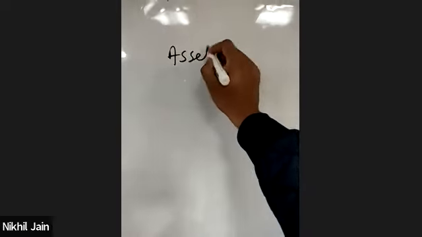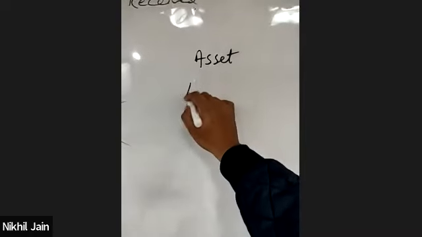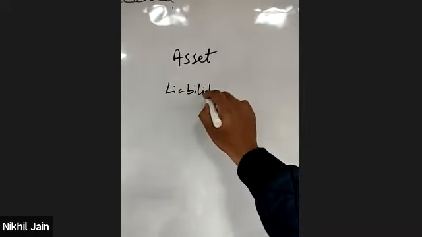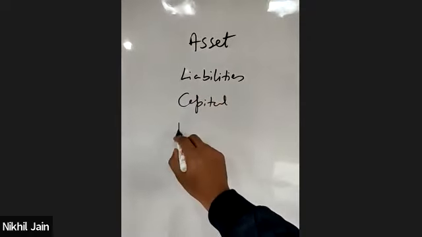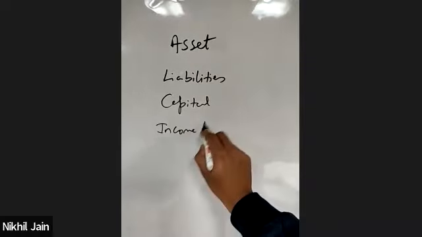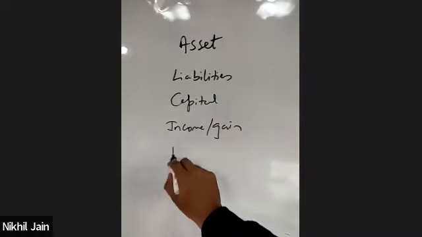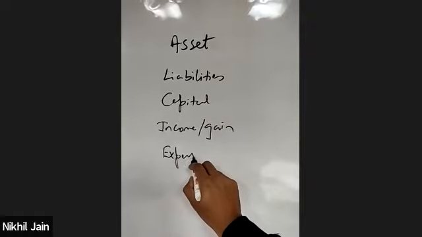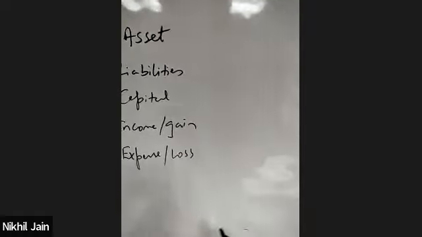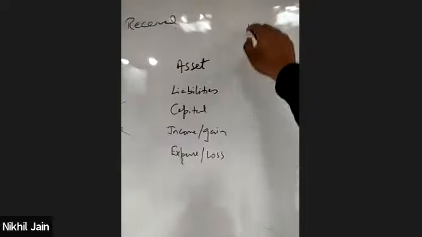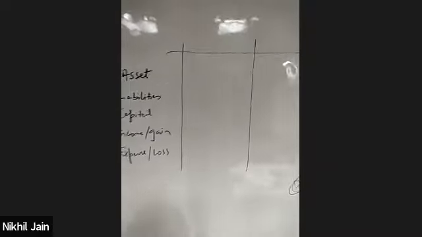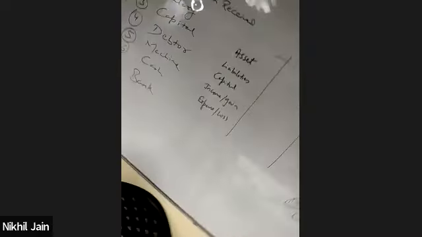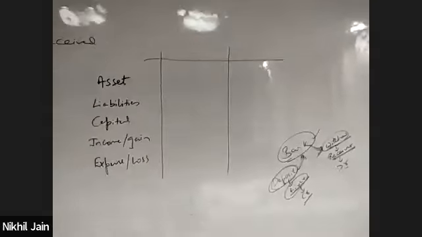So what does the modern rule exactly say? We will be writing 5 items, that is asset, liabilities, capital, income, gain, expense and loss. Okay, so basically these are the 5 items that we are going to discuss.